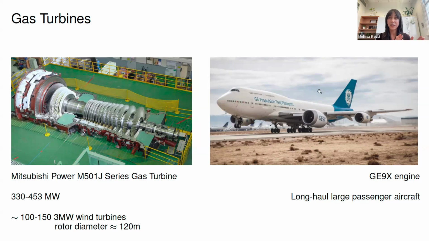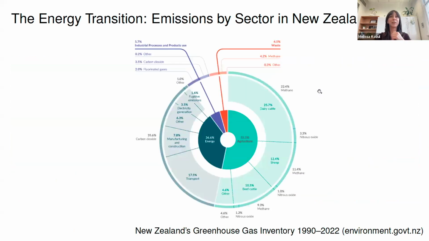Here it's spinning a generator, but the other main application of them is, of course, in aviation. Here we have two gas turbines on each wing on this plane. But here the gas turbine is spinning a fan, which is generating thrust for the airplane. These are the two main places where we see them and where I hope to argue that they're really indispensable. So firstly, on the topic of the energy transition, the emissions by sector in New Zealand and what's happening.